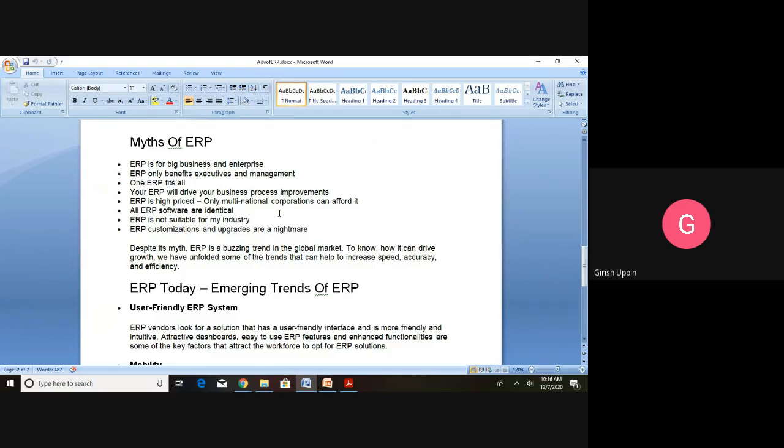All ERP softwares are identical. No, this is not true. Even though they are built on industry's best practices, apart from industry best practices, each of these software have their own business processes, their own ideas that have been implemented.